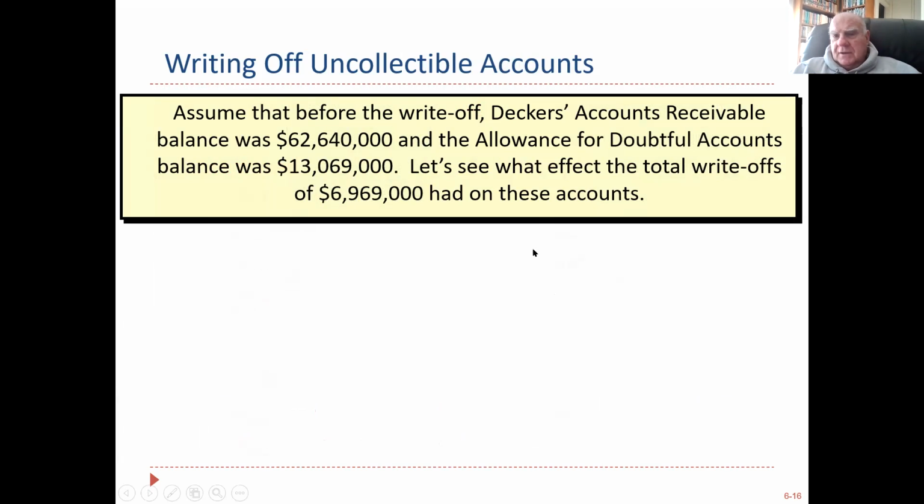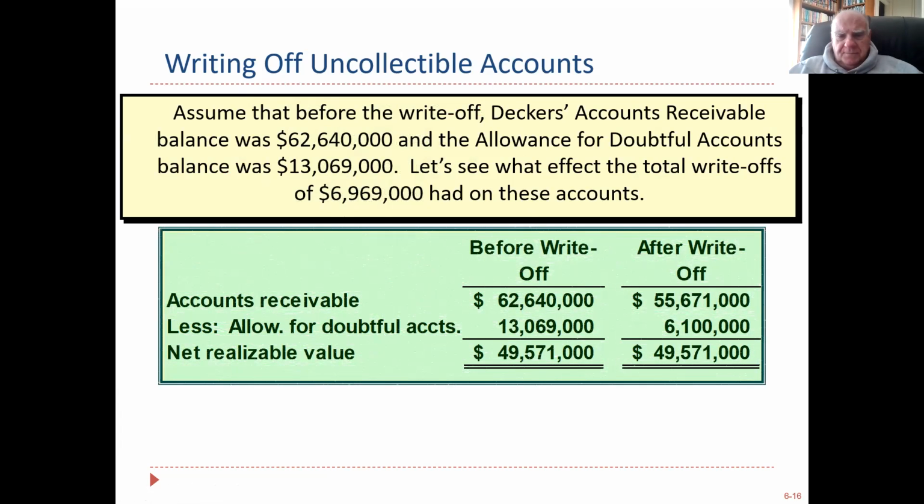Now, here's something I'd like you to understand. What we're going to see here is what's the impact of writing off of bad debt? Well, it has no impact on anything, really. And that's what I want to demonstrate here. Assume before the write-off, Decker's accounts receivable was 62.6 and the allowance was 13. Then they wrote off that 69. Okay, so let's take a look at this.